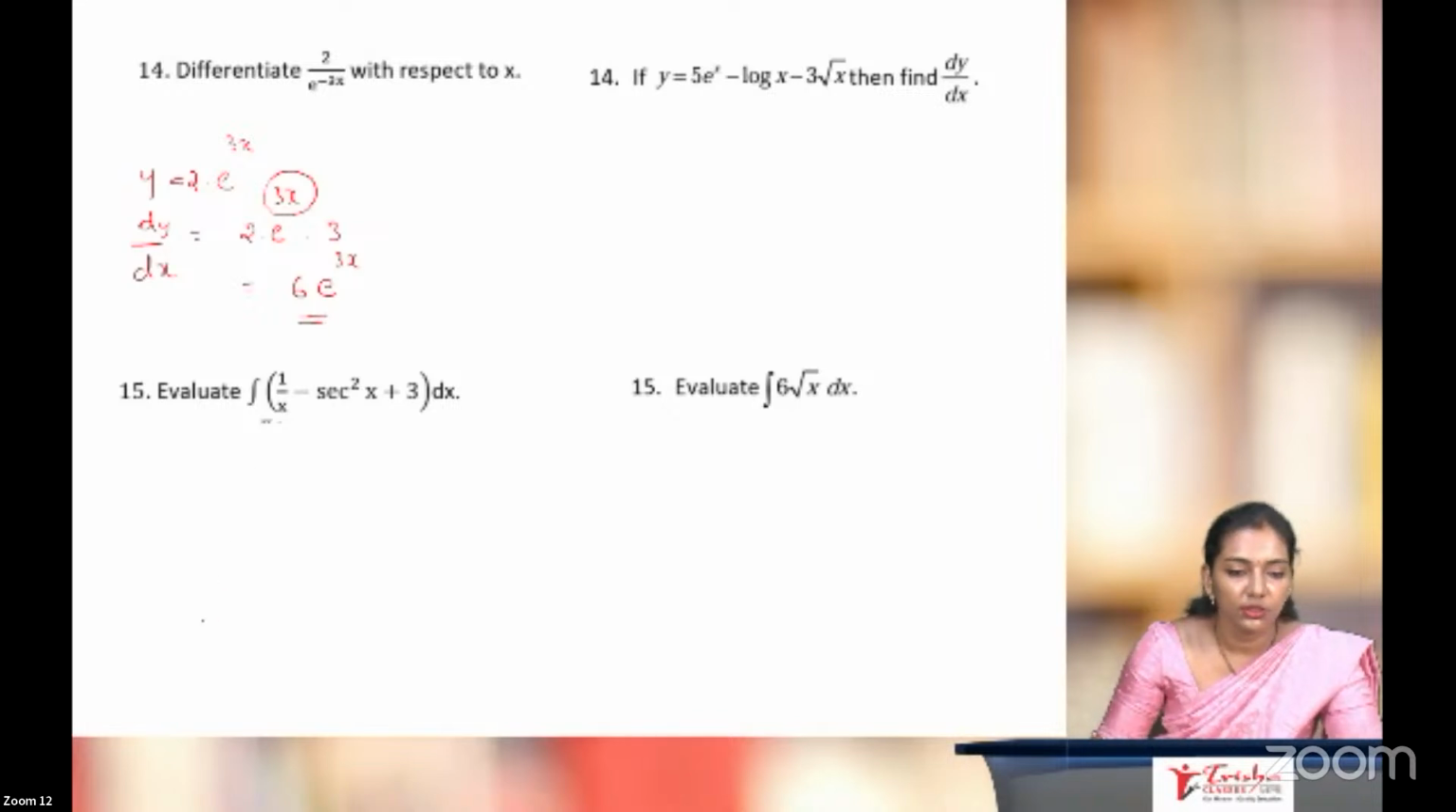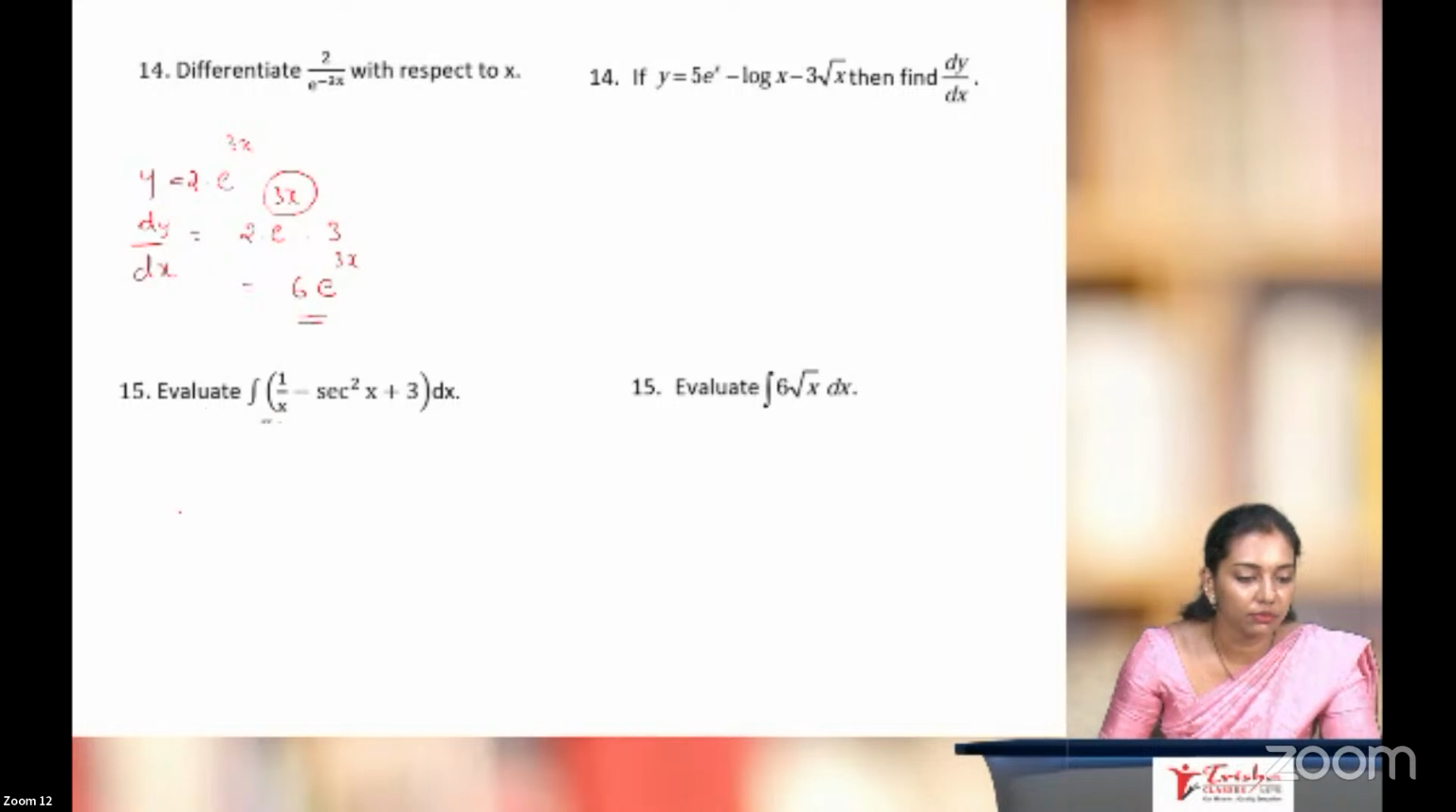Okay. So next is evaluate the integral of 1 by x minus secant square x plus 3. So just note down, students, 1 marker and 2 marker integration problems. These are simple integration problems, so you can actually expect them in the first exercise. The simple integration sums you can expect, because more weightage is given to that. Just 1 or 2 marks problems.